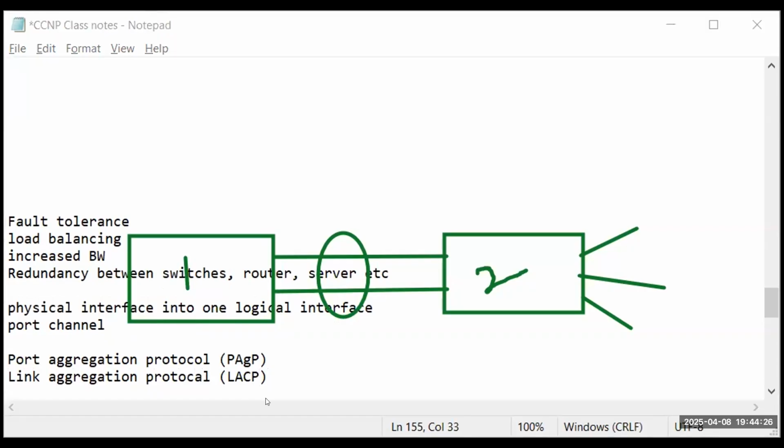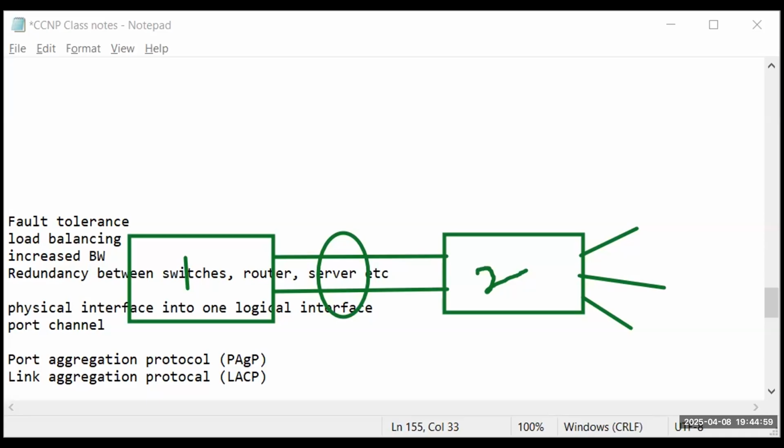So these are the two protocols that allow ports with similar characteristics to form into one dynamic negotiation interface. It is also possible to configure a static or unconditional EtherChannel without LACP. Okay, fine. So PAgP is a Cisco proprietary protocol.